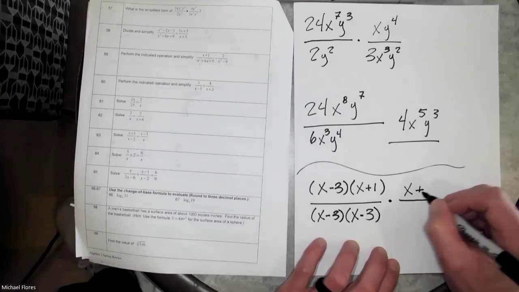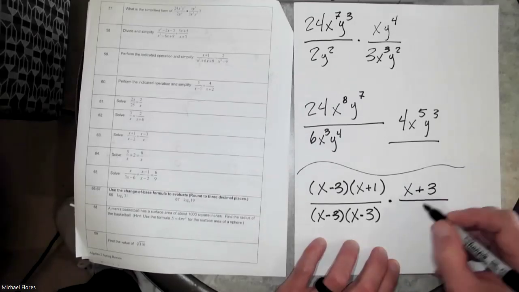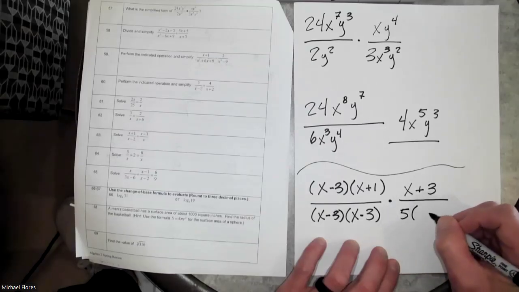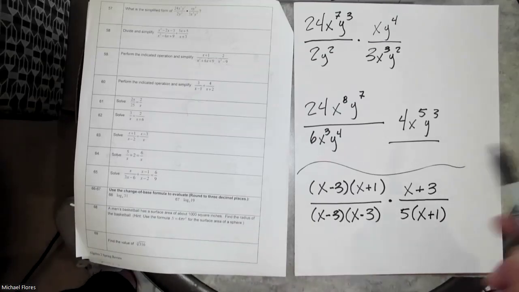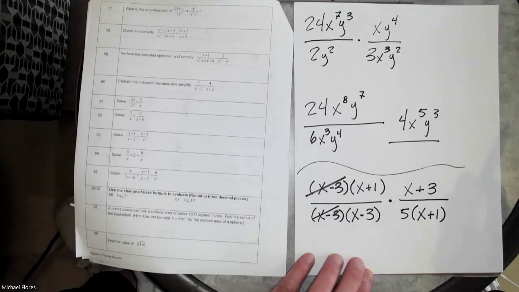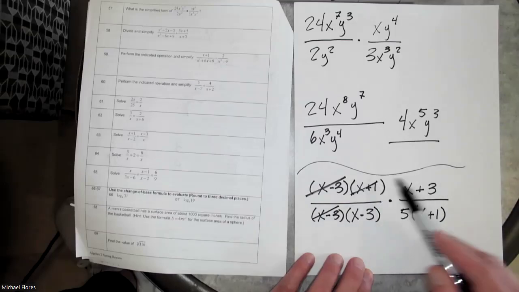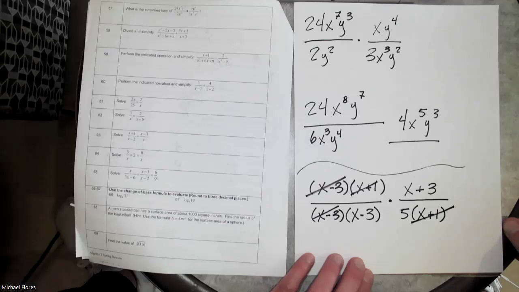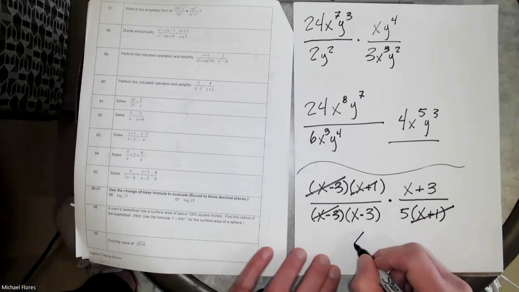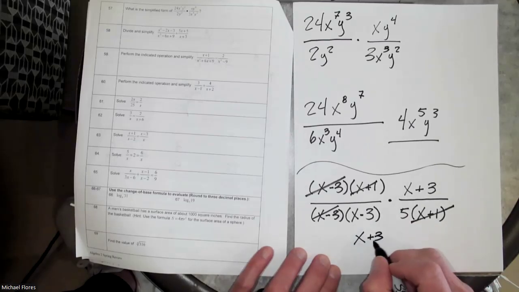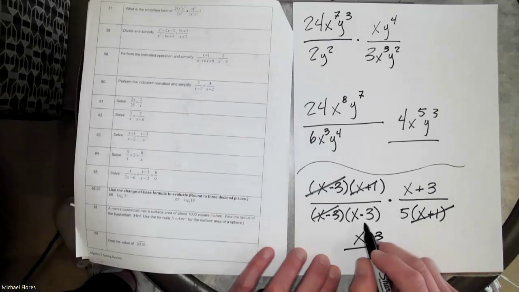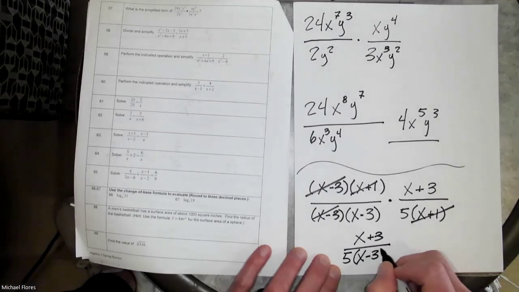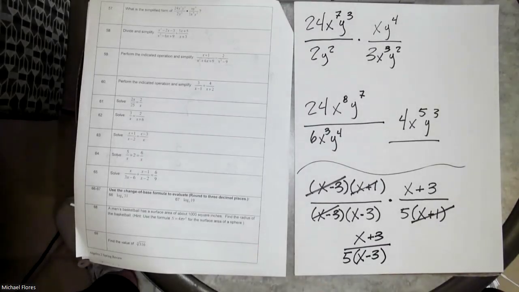X plus 3 was in the bottom. Now it's on the top. 5x plus 5, that's going to be in the bottom, but that can be factored a little bit. Now we're going to see if we can do any cross canceling. X minus 3s, those cancel. X plus 1s, those cancel. And it looks like that's all we can do. So the only thing I have left in the numerator is x plus 3, over what I have left in the denominator, which is x minus 3 times 5, or 5 times x minus 3. And that's your final answer.